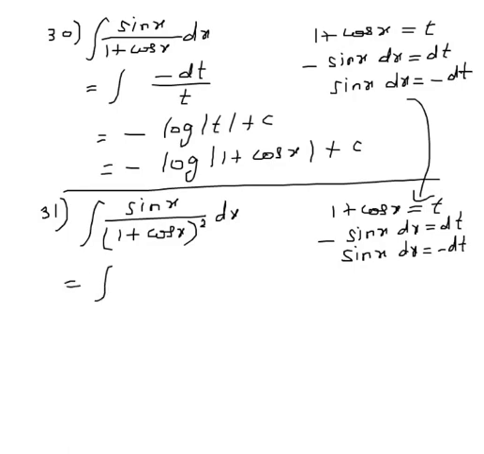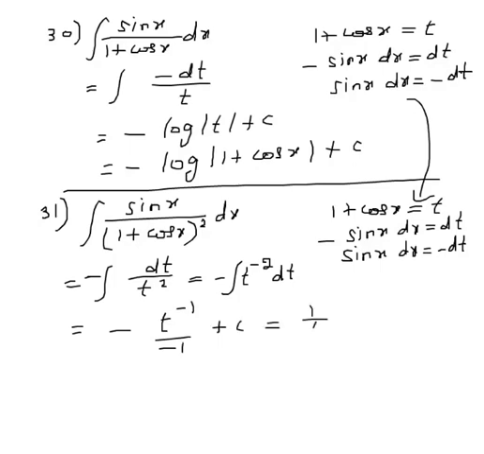Let us substitute. The numerator becomes minus dt and the denominator is t square, which can be written as minus integral t raised to minus 2 dt. Use the x power n plus 1 by n plus 1 integration formula. So it becomes minus t power minus 2 plus 1, which is minus 1, divided by minus 1, plus c. Minus of minus is plus, and substitute for t.